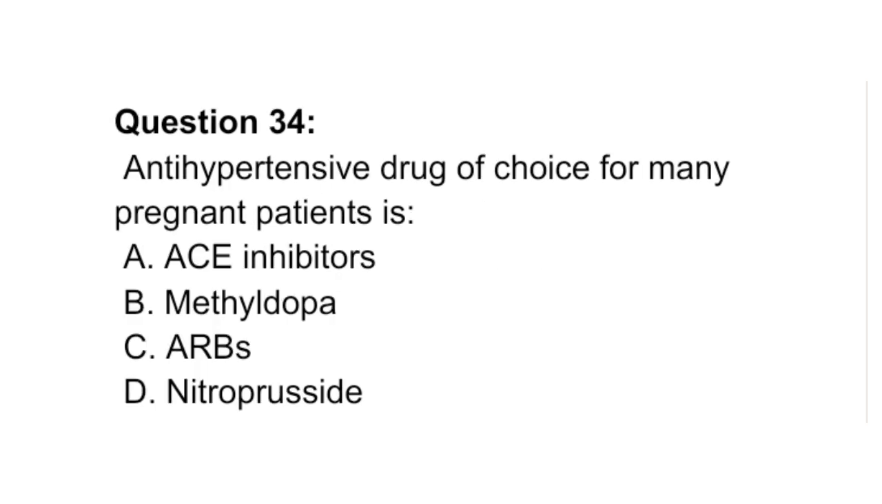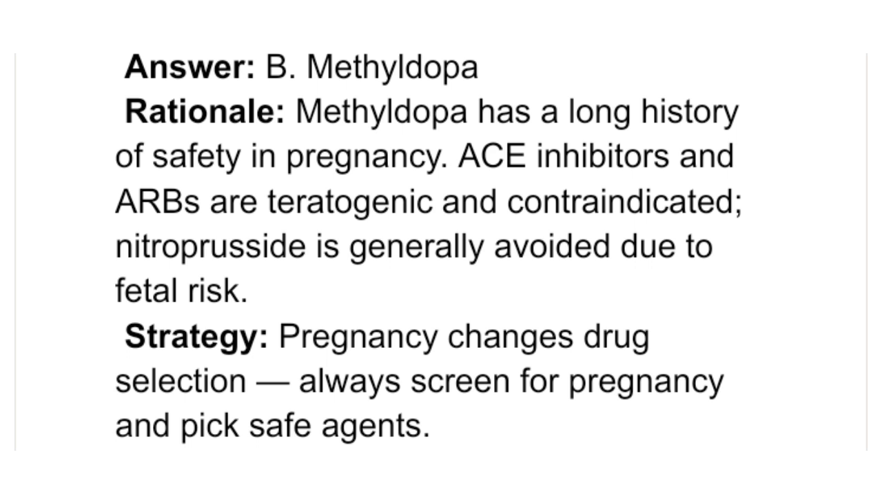Question 34. Antihypertensive drug of choice for many pregnant patients is: A. ACE inhibitors. B. Methyldopa. C. ARBs. D. Nitroprusside. Answer: B. Methyldopa. Rationale: methyldopa has a long history of safety in pregnancy. ACE inhibitors and ARBs are teratogenic and contraindicated. Nitroprusside is generally avoided due to fetal risk. Strategy: pregnancy changes drug selection, always screen for pregnancy and pick safe agents.